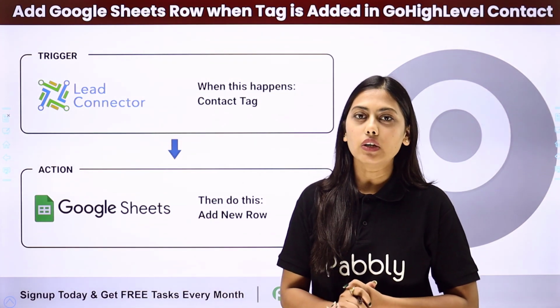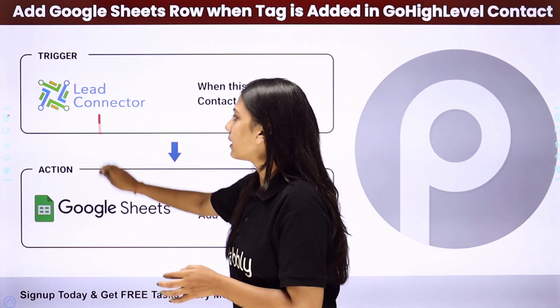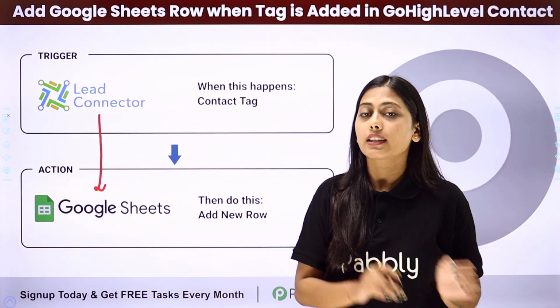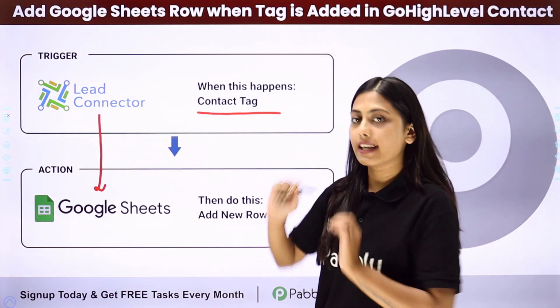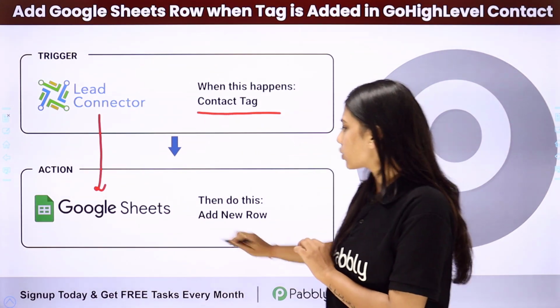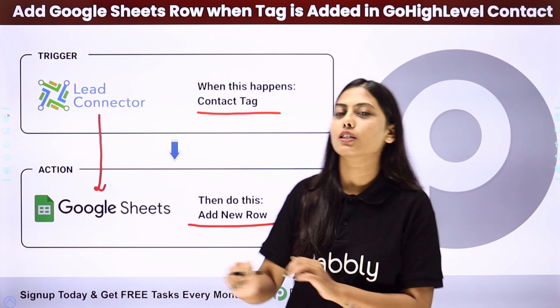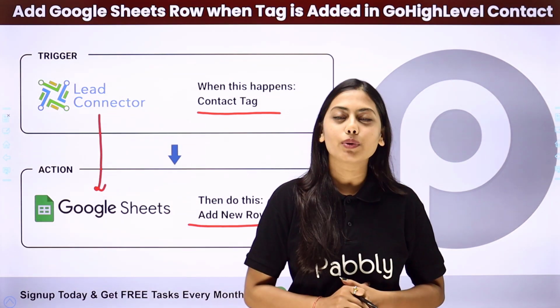So in this video we will learn how you can integrate Lead Connector and Google Sheet in such a way that whenever in this automation our trigger, contact tag, takes place, then our action will make sure that a new row is added in Google Sheets. Let us learn how we do that.